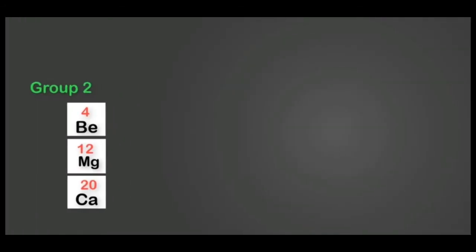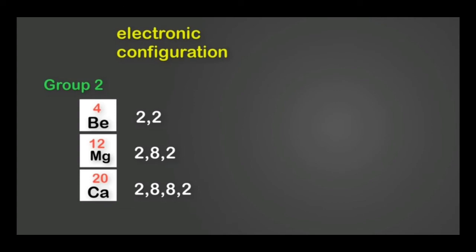Now, let's look at group 2. We have beryllium, magnesium, calcium, etc. Let's write the electronic configuration. Beryllium with atomic number 4 and its electronic configuration is 2, 2. Magnesium with atomic number 12 and its electronic configuration is 2, 8, 2. Calcium with atomic number 20 and its electronic configuration is 2, 8, 8, 2.